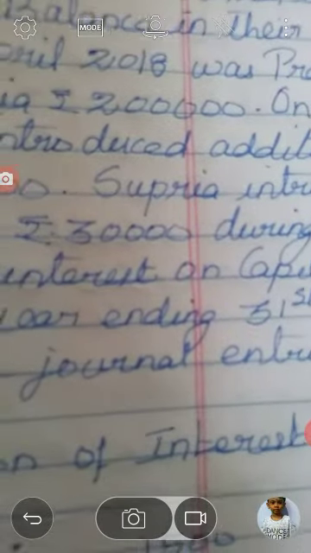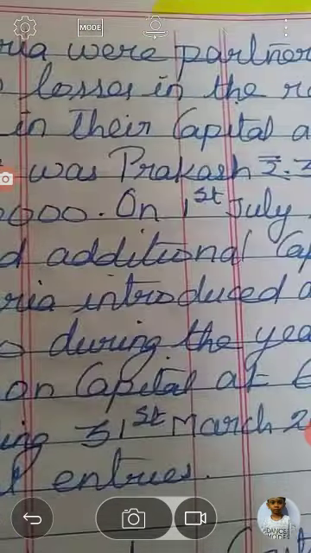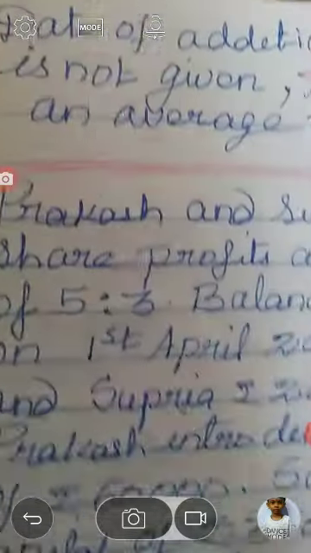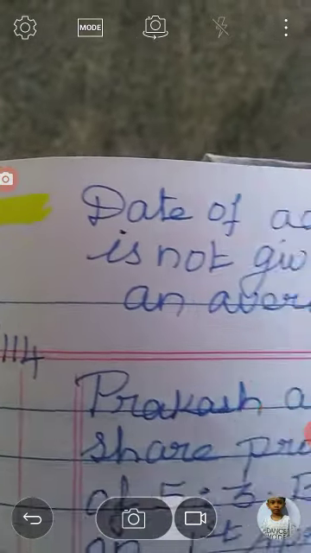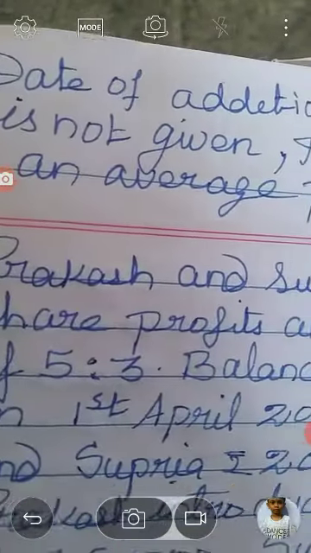Here the date is not mentioned. So for Supriya the date is not mentioned. Prakash introduced additional capital on 1st July. Here the date is not mentioned for additional capital for Supriya. So you have to make a note of it. The date of additional capital introduced during the year is not given.